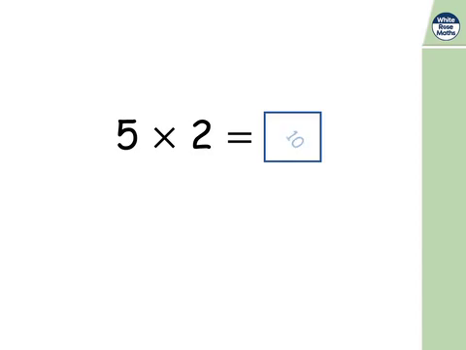5 times 2. That's right, 10. I'm interested though. Did you do 5 groups of 2? So 2 plus 2 plus 2 plus 2 plus 2? Or did you swap those factors around and think of it as 2 lots of 5? Because that's easier, isn't it? 5 plus 5 is 10. Or maybe you counted in twos. 2, 4, 6, 8, 10. I wonder. Okay, are you ready for the next one?